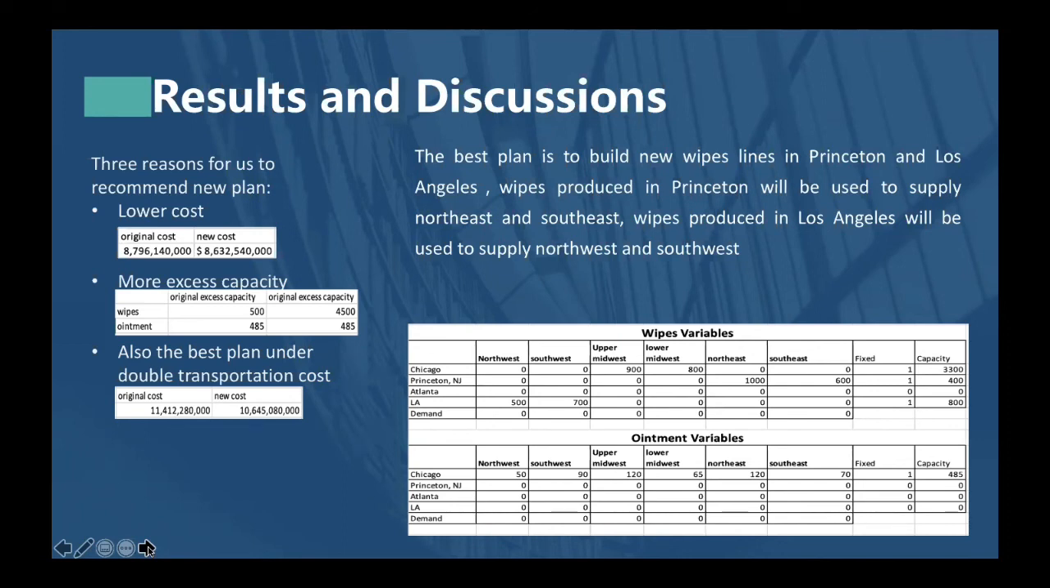And the third one is that we also combine the cost of both plans, and in a double transportation cost situation, the new plan still has the lower cost. So that's the third reason for us to choose the new plan.